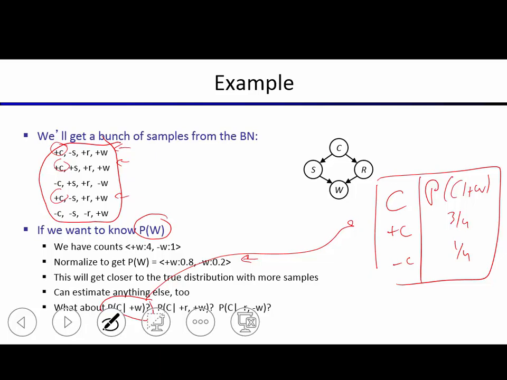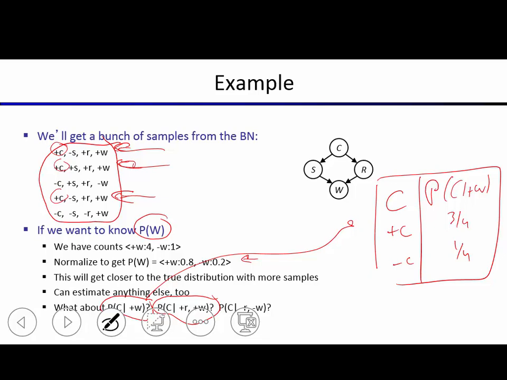How about C given plus R and plus W? Now I just look at wherever plus R and plus W are true, which is here, here, and here. C is always true in this case. So we have a distribution where we estimate the probability of plus C is equal to 1 whenever we have plus R and plus W, at least based on this set of samples.